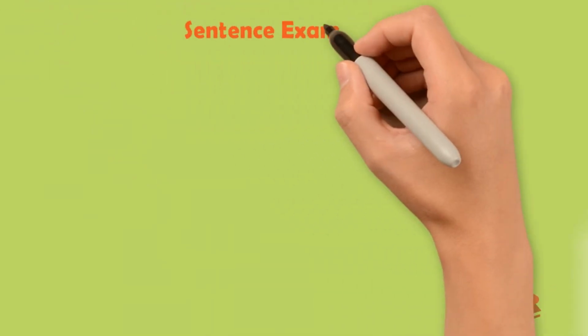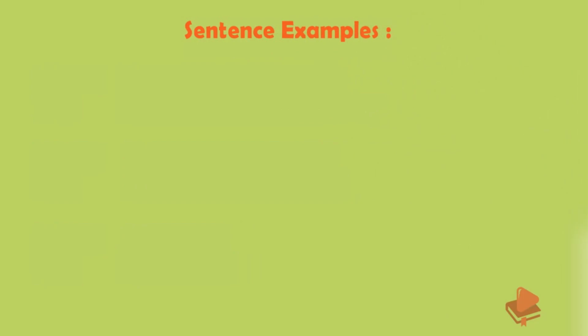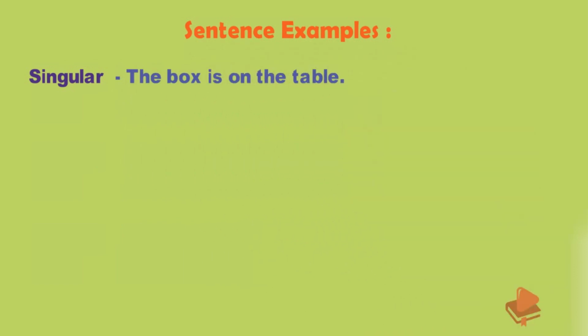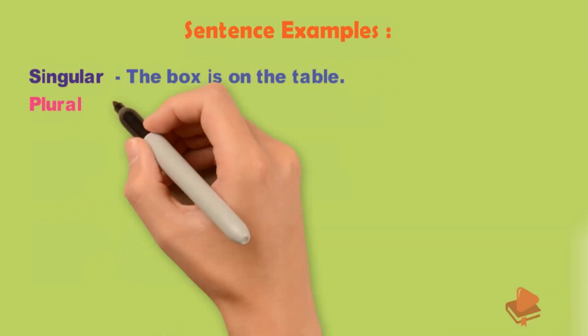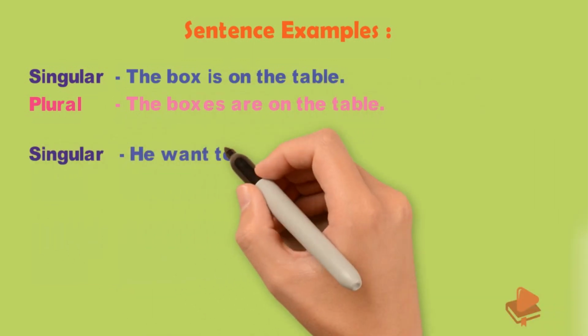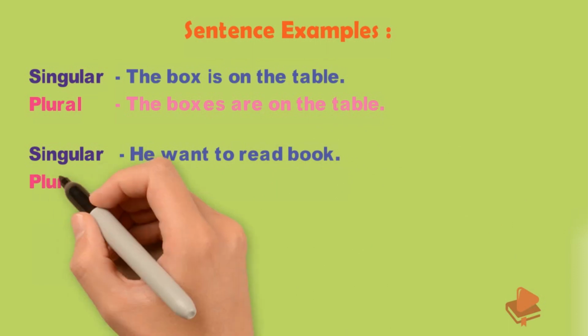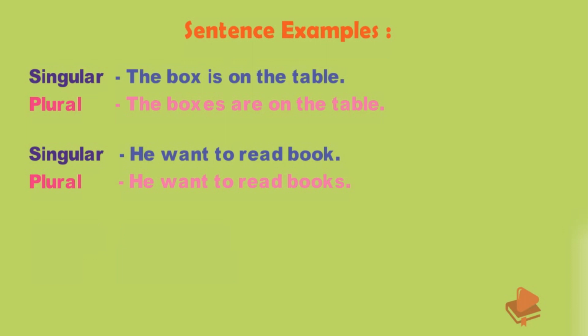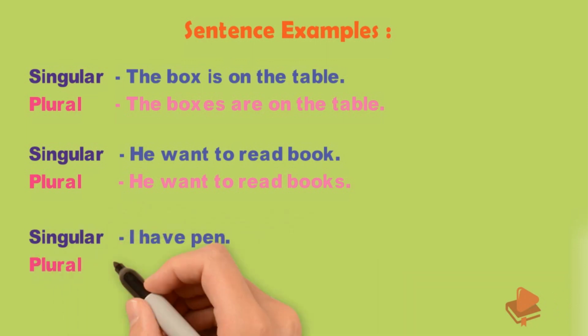Let's see some examples in sentence form. The singular form, the box is on the table. The plural form becomes the boxes are on the table. The singular form, he wants to read book, and the plural form becomes he wants to read books. The singular form, I have pen, becomes in the plural form, I have pens.